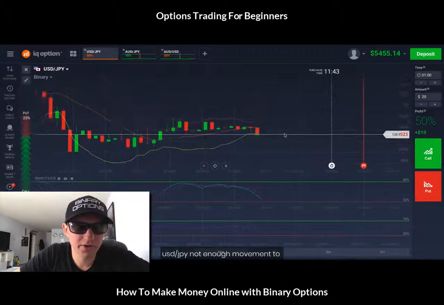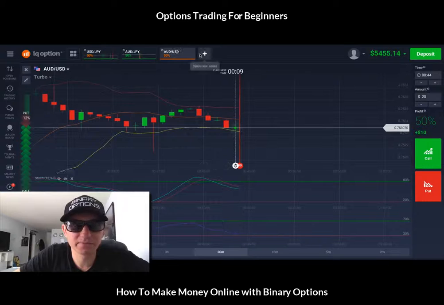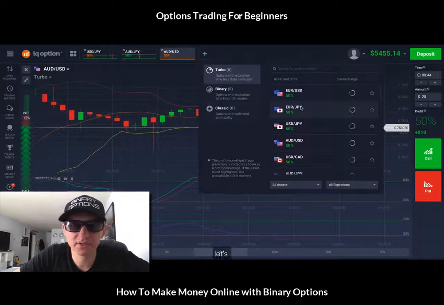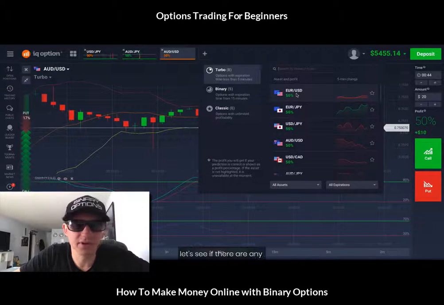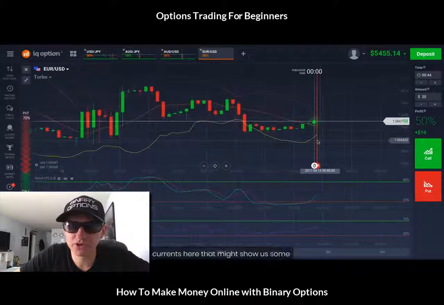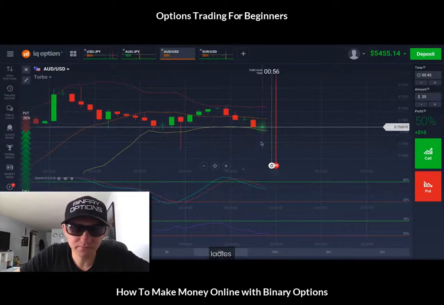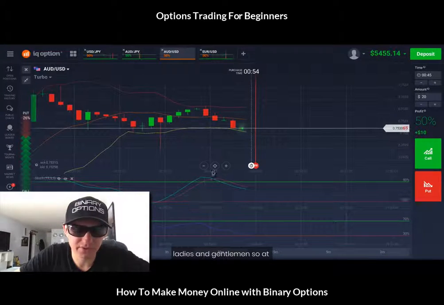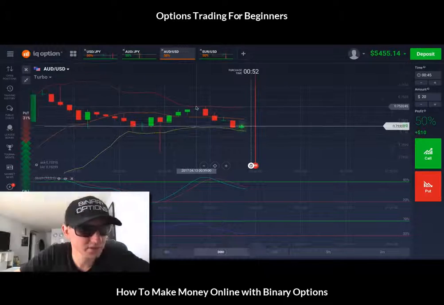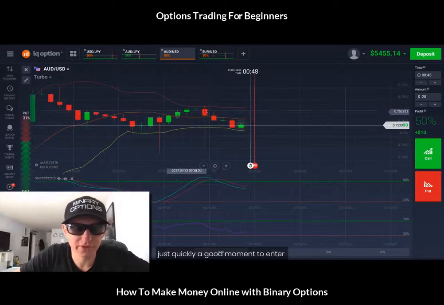USD JPY, not enough movement, to be honest. Let's see if there are any other currency pairs that might show us some nice movement, ladies and gentlemen. So at this point it was a pretty good moment to enter.